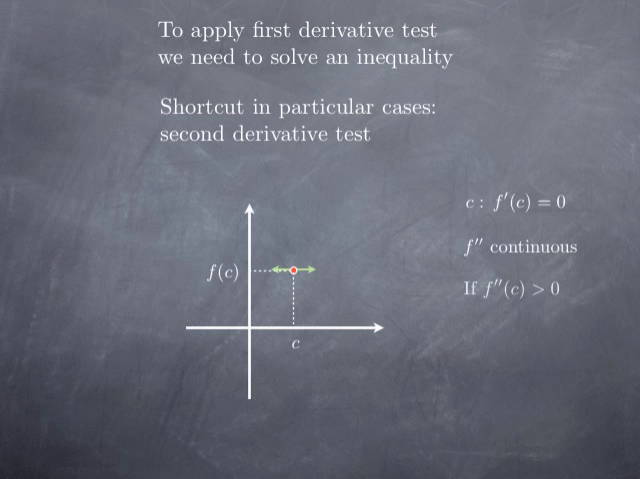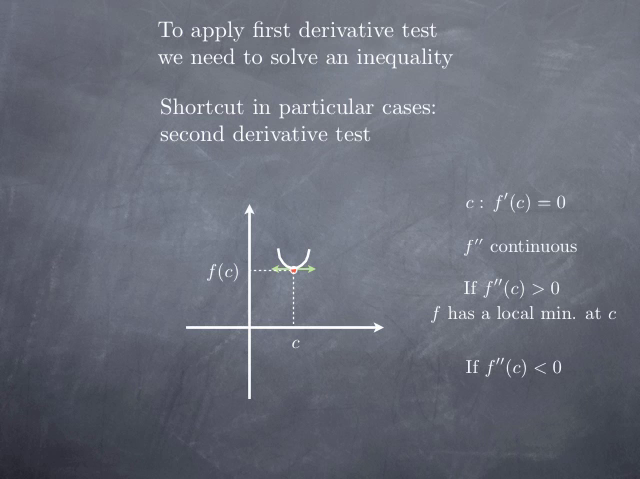Then, if the value of the second derivative at C is positive, by continuity it stays positive on some small interval around C, and therefore the function is going to be concave up on some small interval around C. That means that the shape has to be something like that. Right, because we have a horizontal tangent at C and it's concave up near C, so we have this type of shape, and therefore we have a local minimum at C.